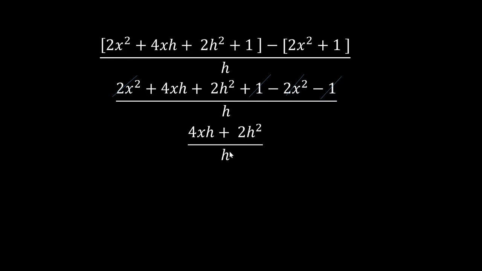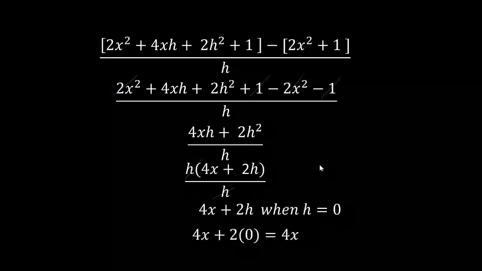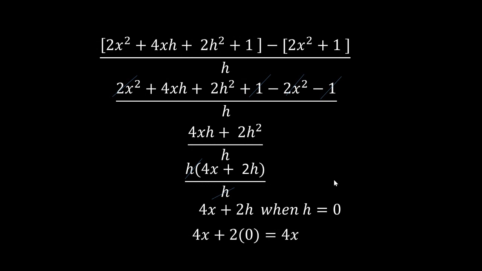And we want to remove this h because we want this to be 0. But it can't be 0 down here, but it certainly could be 0 up here. So let's take out an h. And now we can cancel out our problem. So this is what's left, 4x plus 2h. And now that can equal 0. So let's take our h and set it equal to 0. And we get 4x. Now again, this is the equation that is going to give us the slope of the tangent lines along this curve.